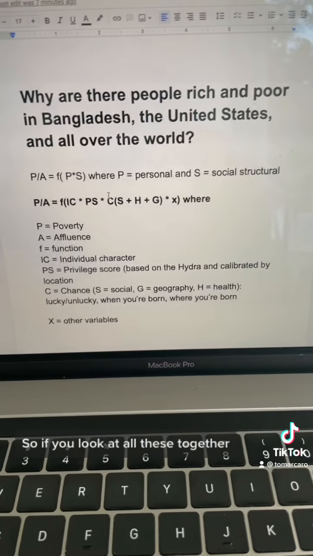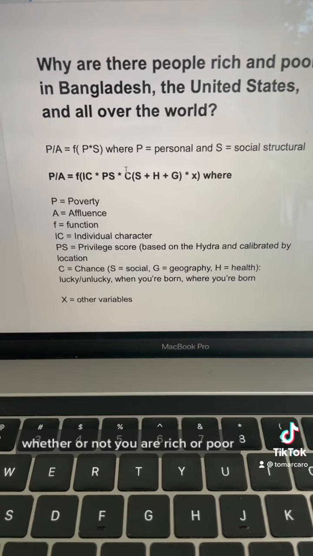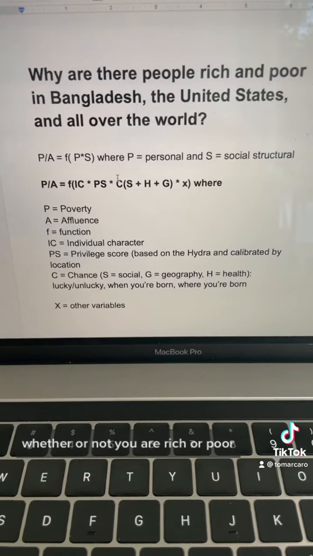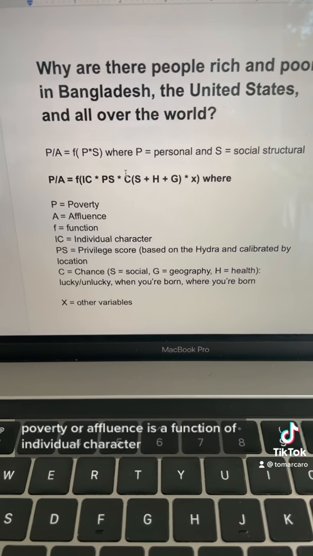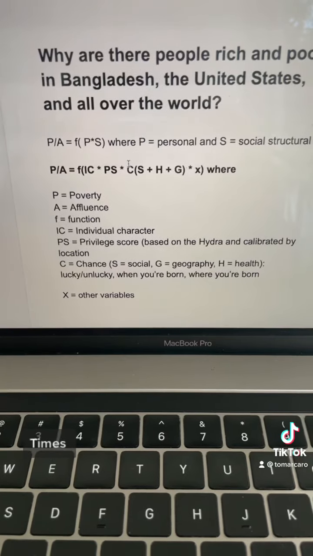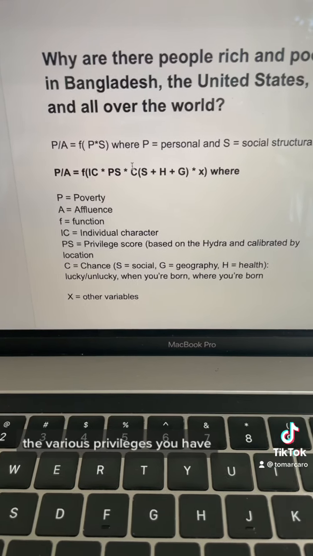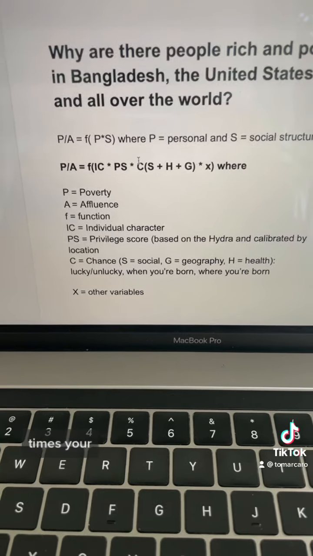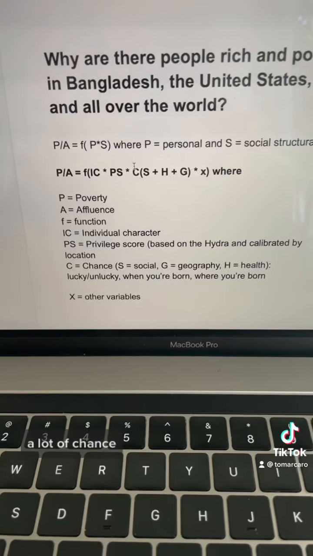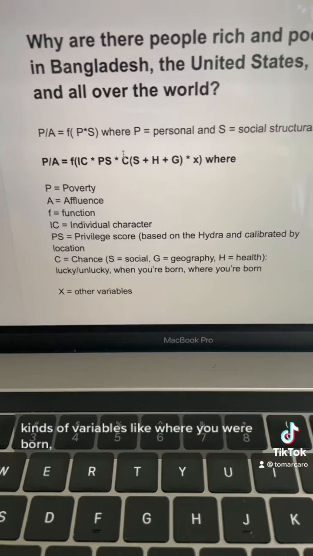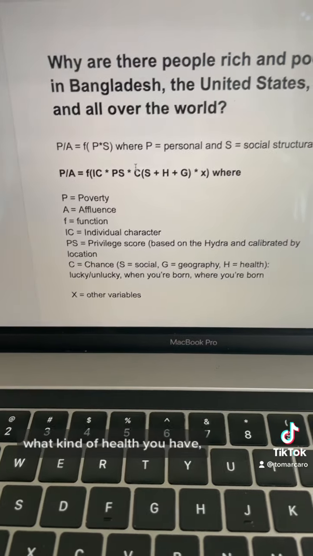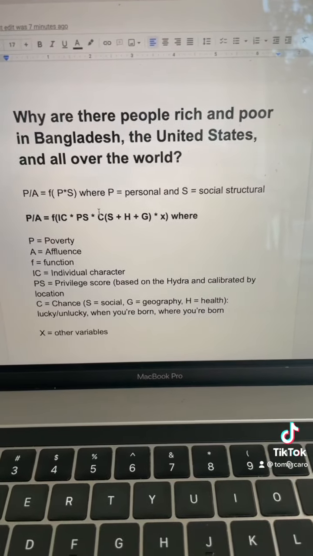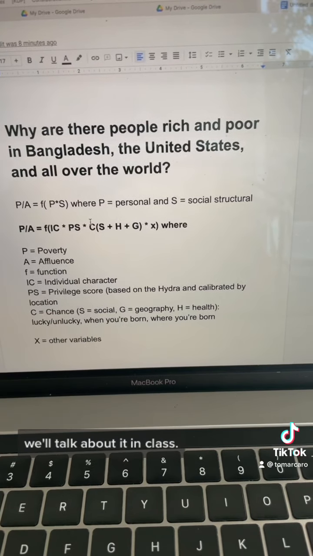So if you look at all these together, whether or not you are rich or poor, poverty or affluence, is a function of individual character, times the various privileges you have, times a lot of chance kinds of variables, like where you were born, what kind of health you have, and so on. That's my long equation. We'll talk about it in class.